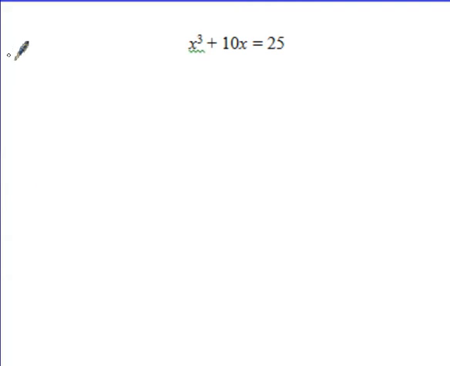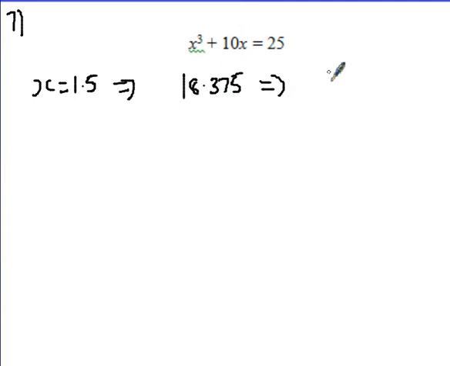Question 7, it's a trial and improvement question, so we know there's a solution between 1 and 2. Use trial and improvement to find the solution. So first thing to try is the trial in between. So put in 1.5 in, and it's cubed, plus 10 lots of 1.5. That then gives us 18.375, which is too small.